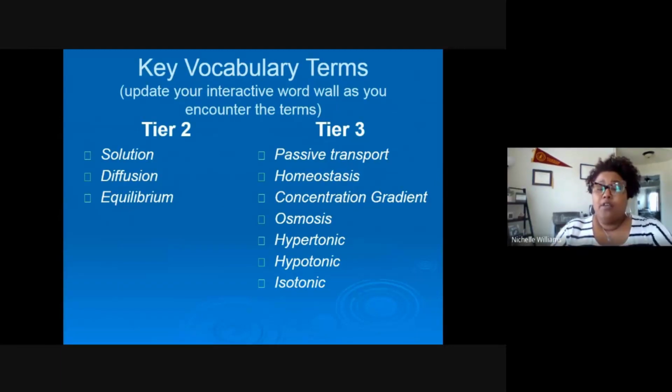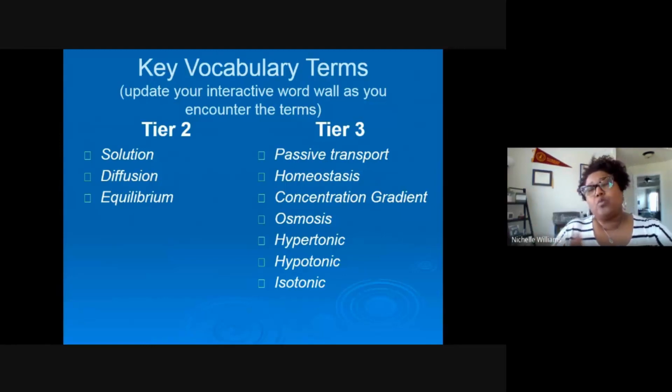All right, so your vocabulary terms. These are the words you're going to be looking for throughout the lesson today. And of course, as always, for this particular unit, we have an interactive word wall. And so as you encounter the terms and begin to understand the meanings of these terms, you're going to continue to update your Google slide presentation of your interactive word wall. So I've divided the words up. And so we have solution, diffusion, and equilibrium.